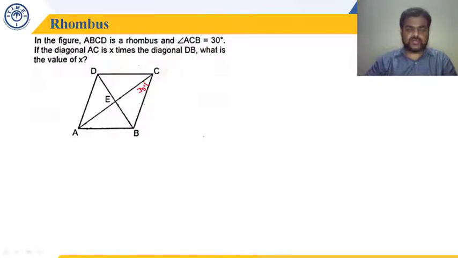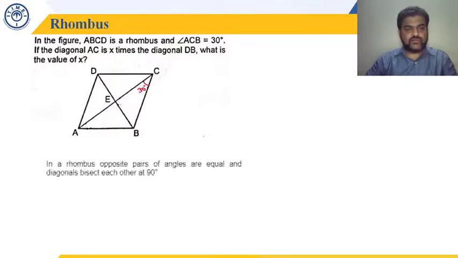What is the value of x? Okay. So now what we know, in case of a rhombus, opposite pairs of angles are equal and diagonals bisect each other at 90 degrees. So this is going to be 90 degrees, right? And in this triangle, if you know this is 90 degrees and here we have 30 degrees, then here it must be 60 degrees. Angle sum property in a triangle.